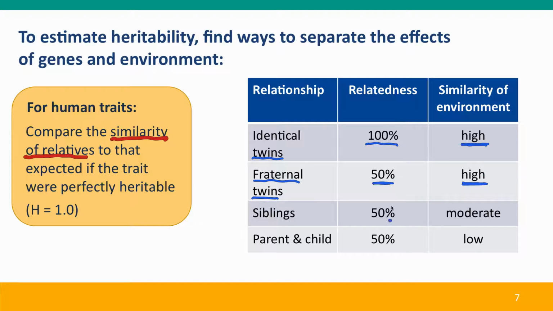Another way to do this kind of study would be to compare, say, fraternal twins, siblings, and parent and child, all of which are expected to be 50% identical. So fraternal twins are 50% identical, as are siblings, as are a parent and a child. But the levels of similarity in their environments are quite different. Siblings, because they're different ages, will have moderately different experiences within the family, and parents and child typically have quite a lot of difference in their environments. And these kinds of experiments can let researchers fish out the genetic components and the environmental components of phenotypic traits that they're interested in.